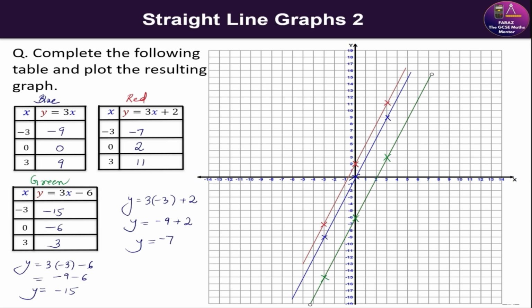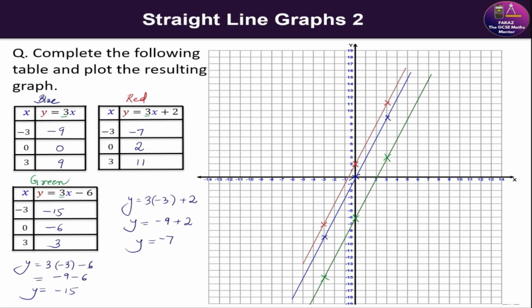Alright students, brilliant work so far. Now let's take a step back and look at what's happening on this final graph. We have plotted three different straight line equations. The blue line y equals 3x, the red line y equals 3x plus 2, and the green line y equals 3x minus 6. Notice how all three lines have the same gradient. They are all sloping upwards at the same angle. That's because the coefficient of x is 3 in every equation. The gradient is 3 for all of them.